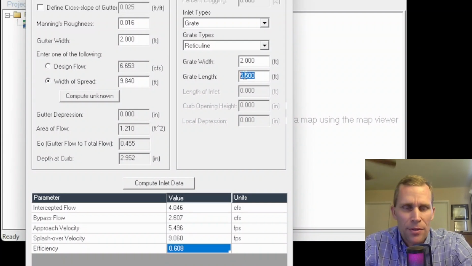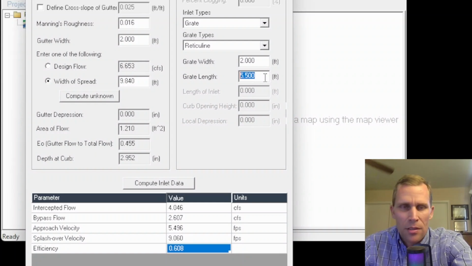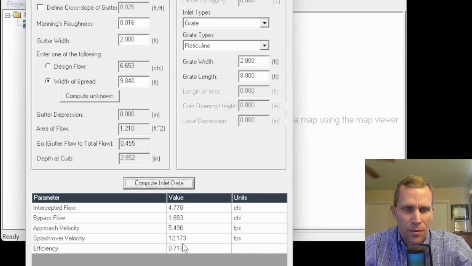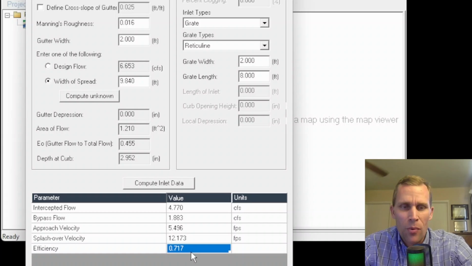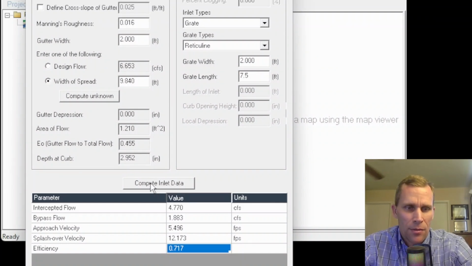Next up is 70%. In fact, instead of just jumping up 6 inches at a time, I'm just going to go straight to 2 by 8. So 8 feet in length and compute. All right, so 71.7%. That is efficient enough, but let's check the next size down, which would be 7.5 feet, and compute inlet data, and that is barely less than 70%. So what I guessed first at 8 feet length is correct for achieving at least 70% efficiency.